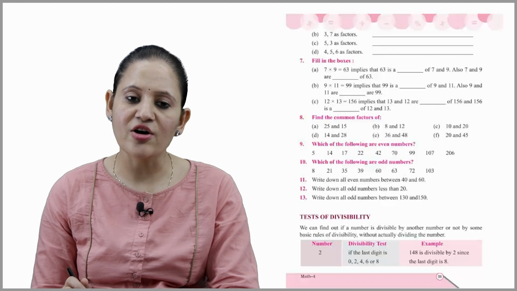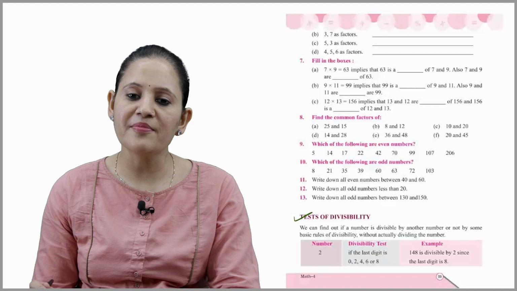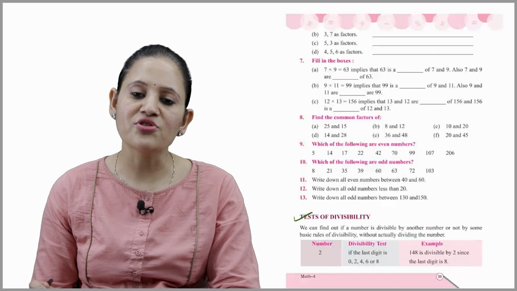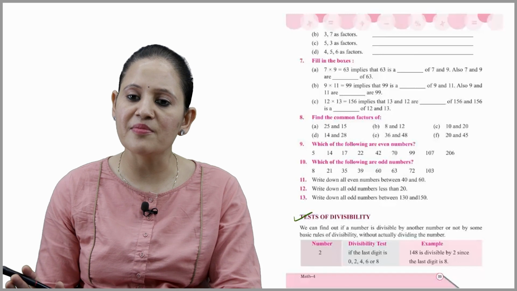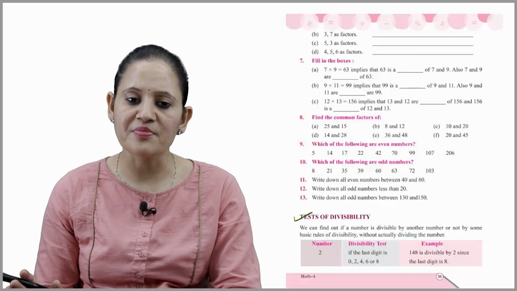Next is test of divisibility. We can find out if a number is divisible by another number or not by some basic rules of divisibility without actually dividing the number. Without actually dividing, we can tell whether the given number is divisible by that number or not. So for that we use divisibility rules.